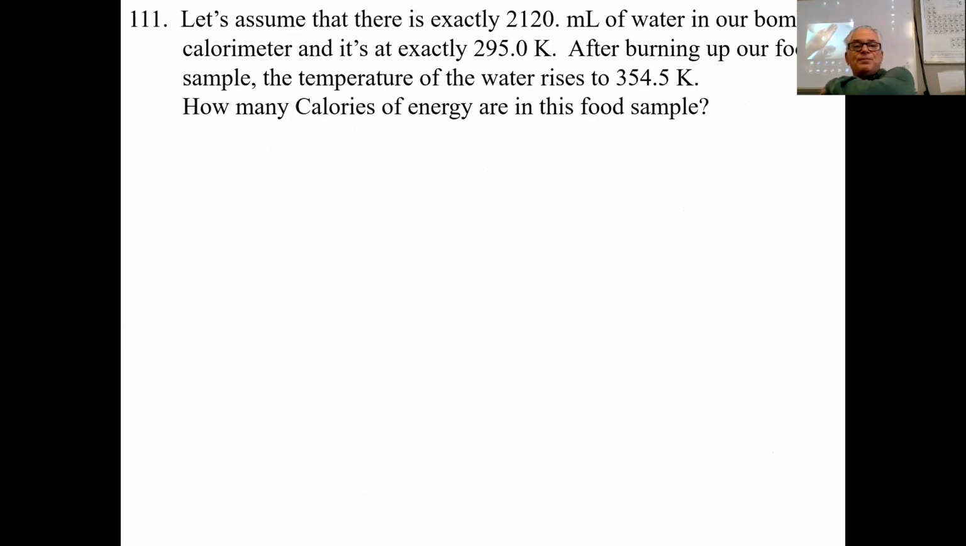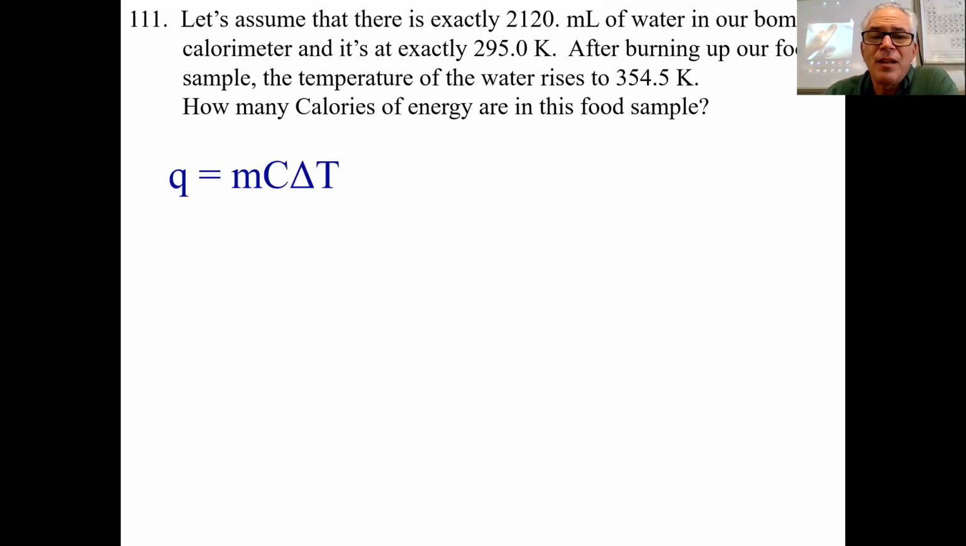So let's see what happens. Let's assume there's exactly 2,120 mLs of water, 4 significant figures. The water starts at exactly 295.0 Kelvin, 4 more significant figures. You burn the food up, and the heat from the burning food makes the water in the calorimeter get hotter. How much hotter? It went from 295 up to 354.5. How many Calories, with a capital C, of energy did this food sample have?